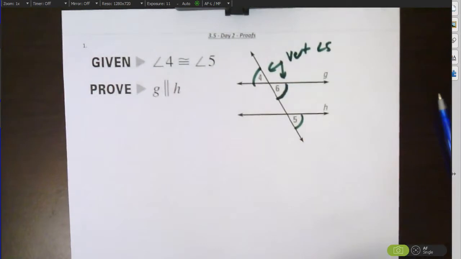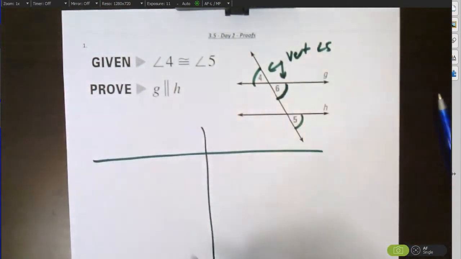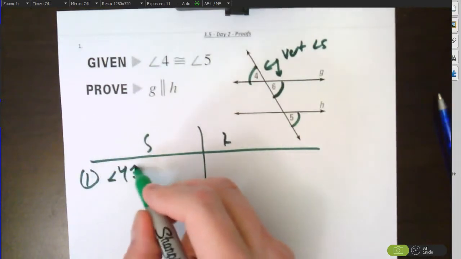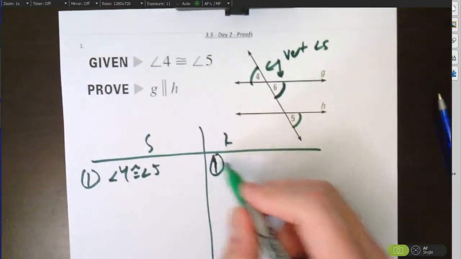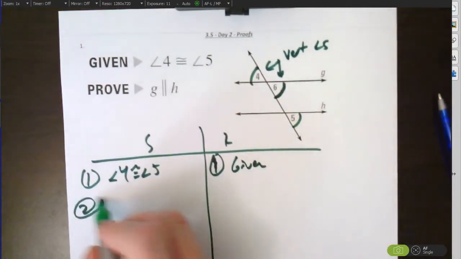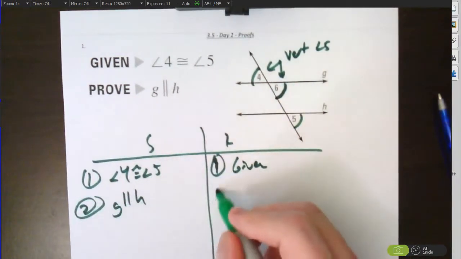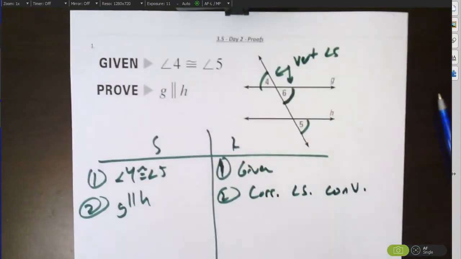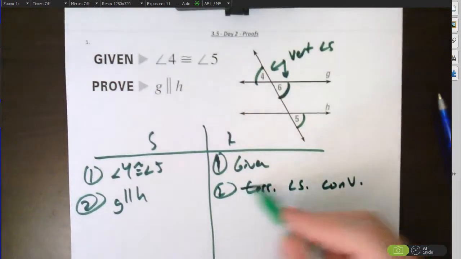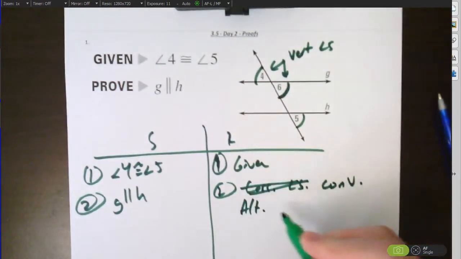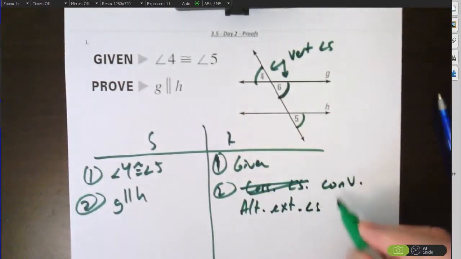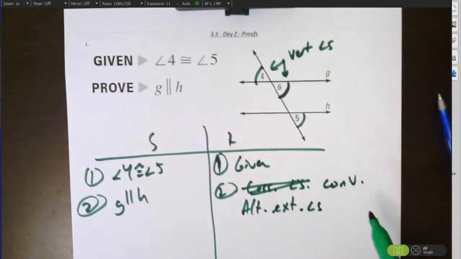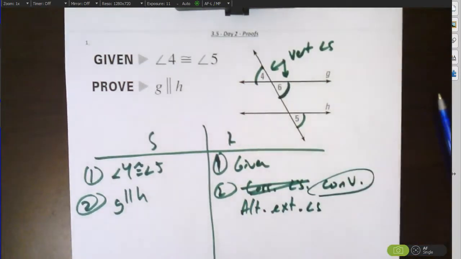But really the easiest way to do this proof is: given angle 4 is congruent to angle 5, G is parallel to H because of the alternate exterior angles converse. Not the corresponding angles, sorry, the alternate exterior angles converse. Again, you can't just say alternate exterior angles. The converse states it the other way around for us.